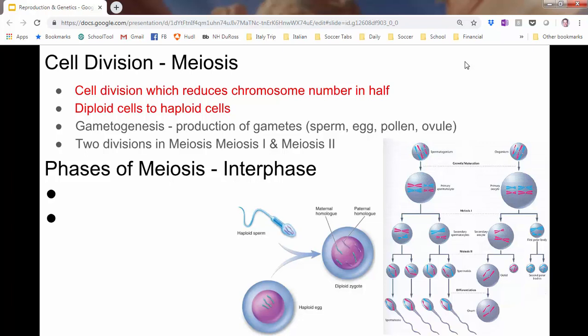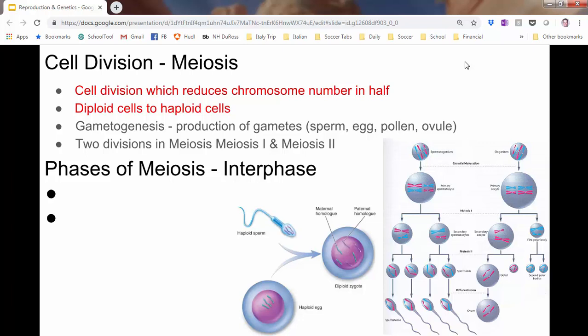The name of the phases is the same. It goes through prophase, metaphase, anaphase, telophase. However, it does each of them twice. So the cell divides twice in meiosis. They're named with Roman numerals usually. So the first division is called meiosis 1. The second division is called meiosis 2. And the purpose of making these haploid cells is so that when they recombine in fertilization, they bring the chromosome number back to the typical diploid number.